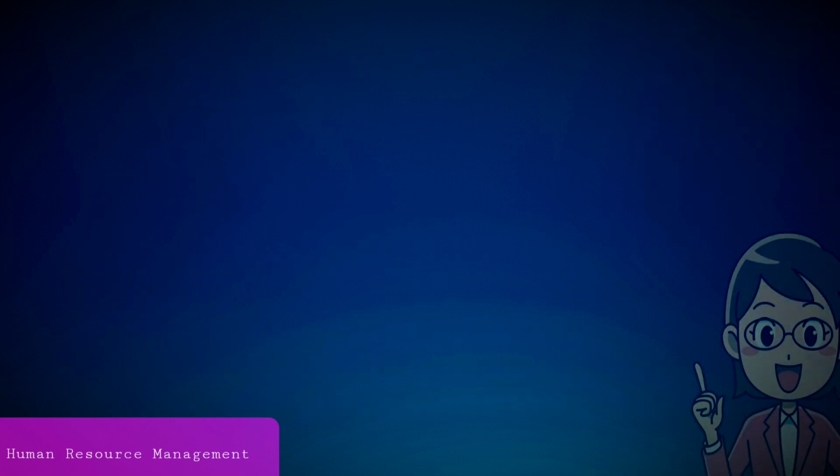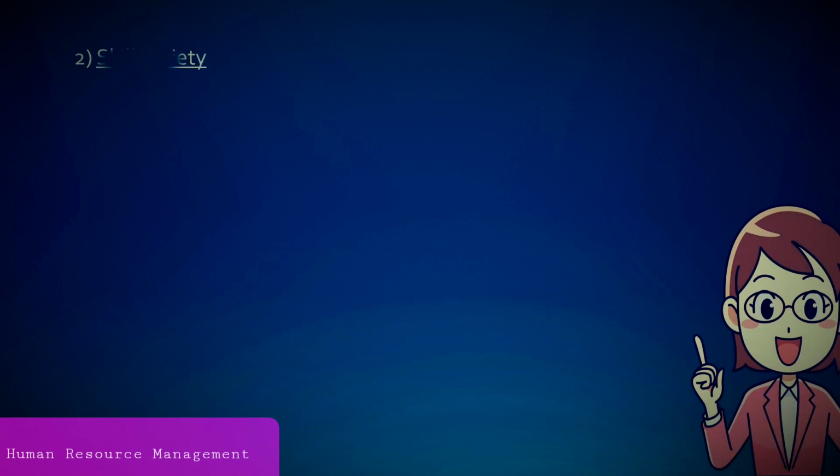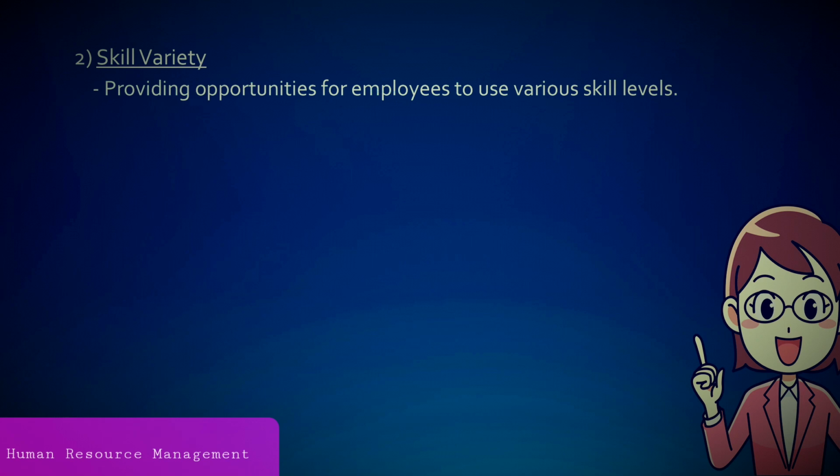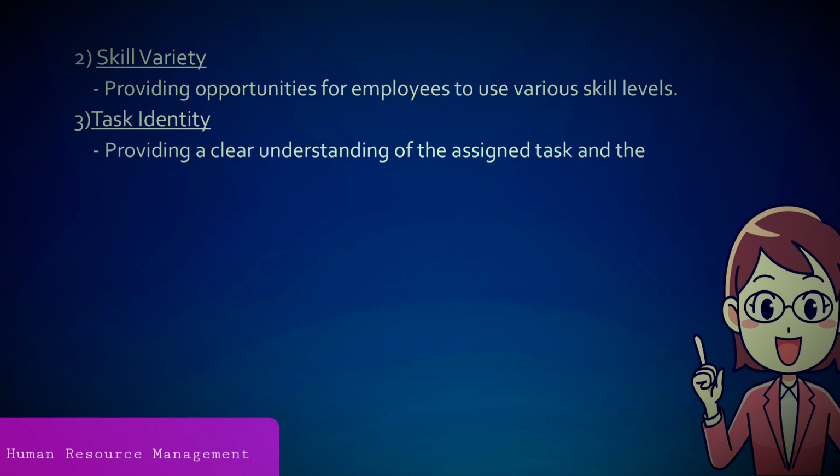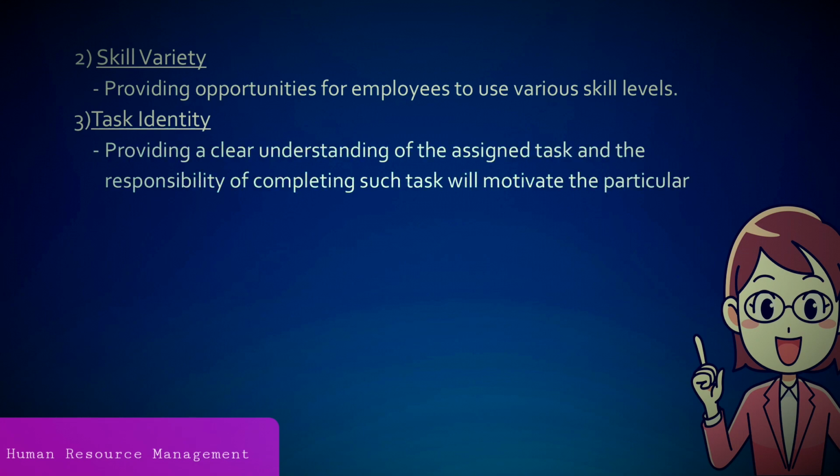The second principle is skill variety. When the employees have an opportunity to use various skill levels in performing their job tasks, it will increase their job satisfaction. The third principle is task identity. According to this principle, the employees are more likely to be satisfied and motivated to perform their jobs if a clear understanding of the beginning and end of the assigned task is provided together with a responsibility to complete it.